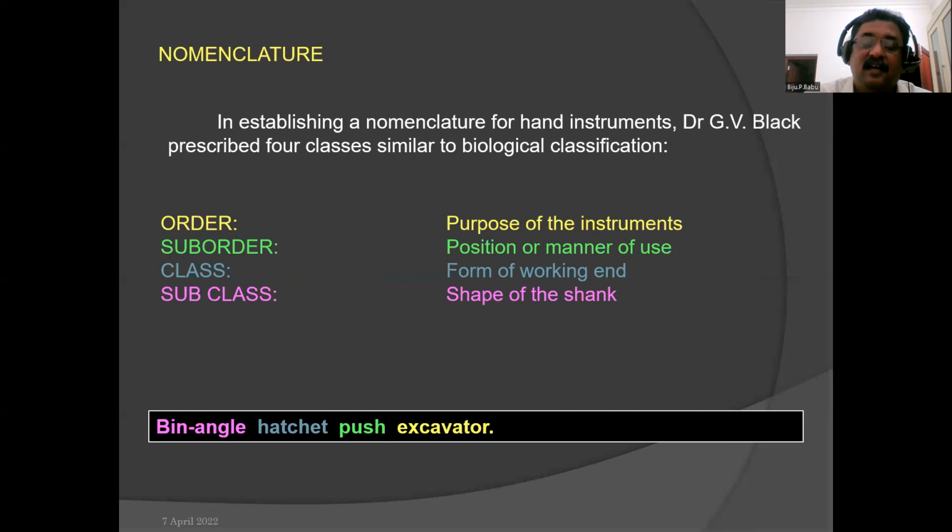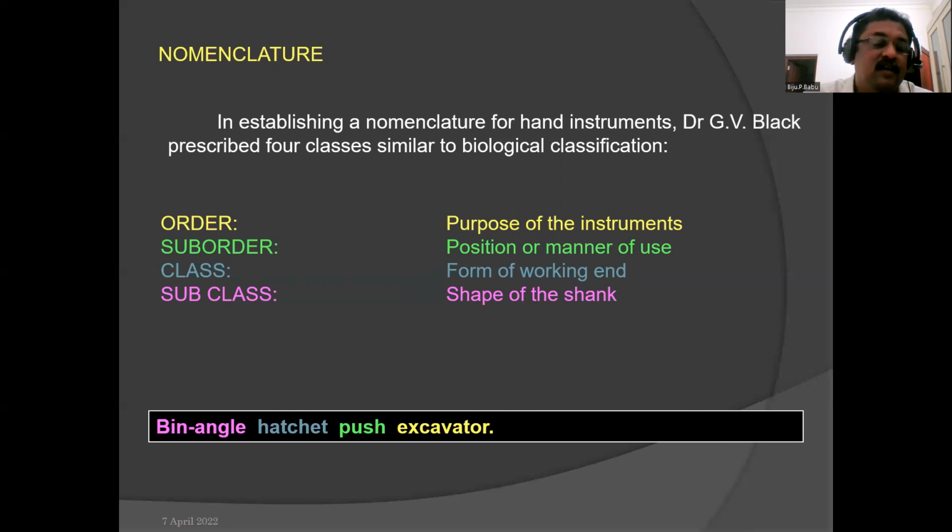In the shank portion, usually the angles are given: one angle, two angles, three angles. Now, in the nomenclature, when you name any instrument, it is named in the reverse order. That is, what is the subclass of the instrument? What is the shape of the shank?